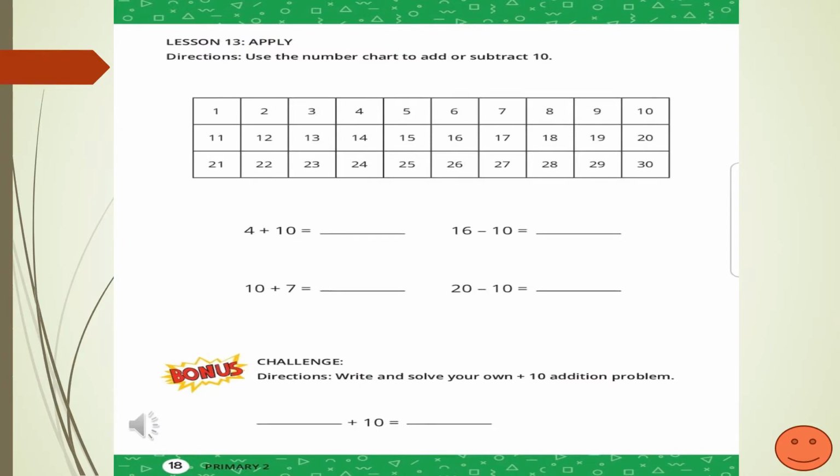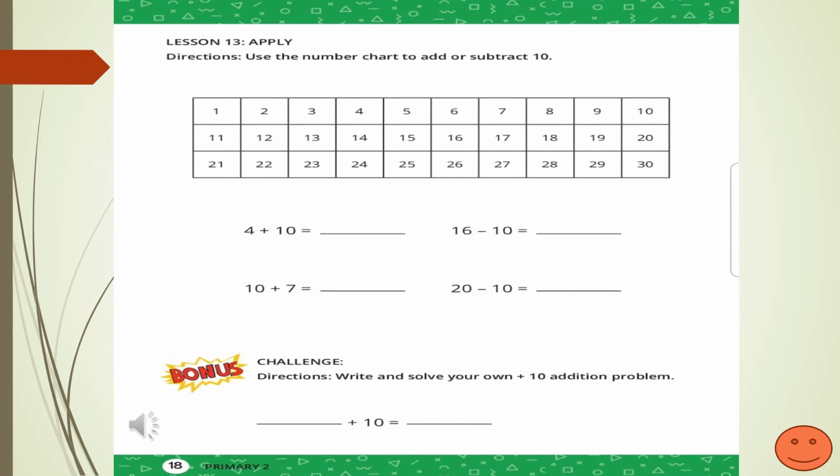Now, let's practice from our math book on adding and subtracting 10. Here, the first sentence: 4 plus 10. We are adding 10 here. This 4 has what in its ones place? It has 4. So we will keep this 4 as it is. It will be 4 in ones place.